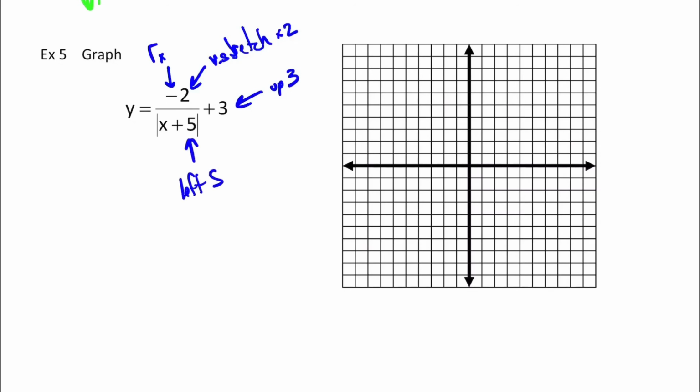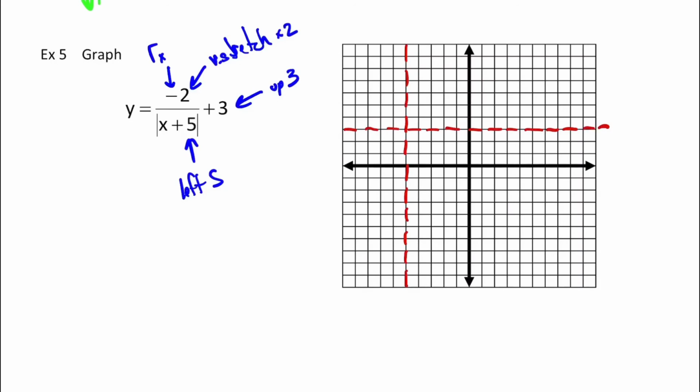Okay, so what I want to do now is take care of up 3, left 5 by sketching in my asymptotes. Okay, let's do left 5 first. 1, 2, 3, 4, 5. So that's going to be my vertical asymptote. And up 3, 1, 2, 3. There's my horizontal.